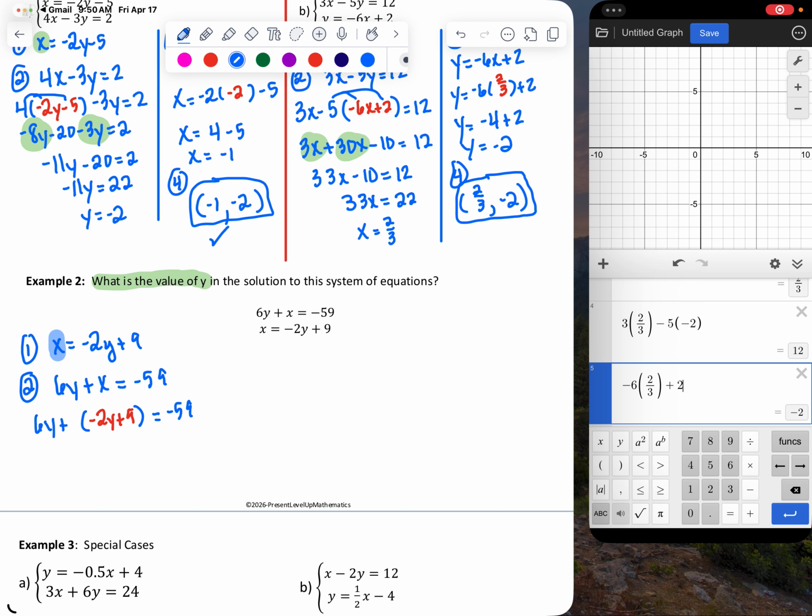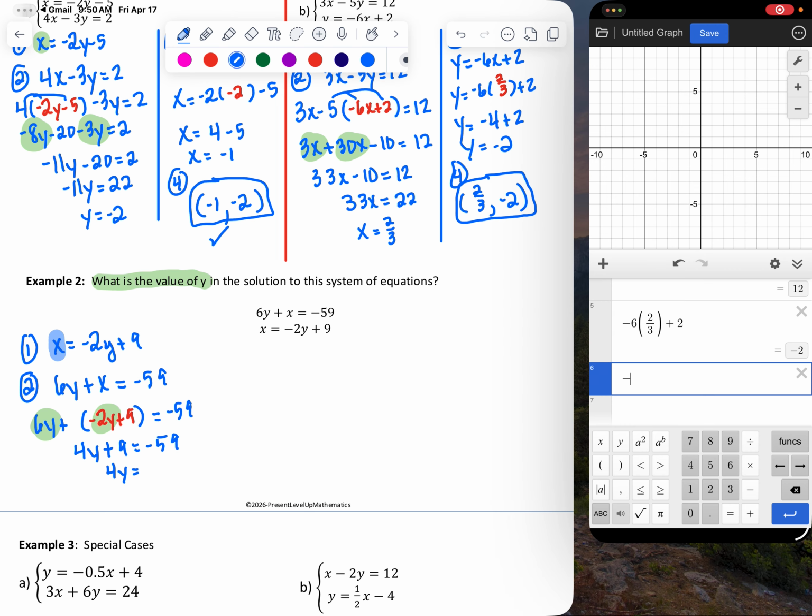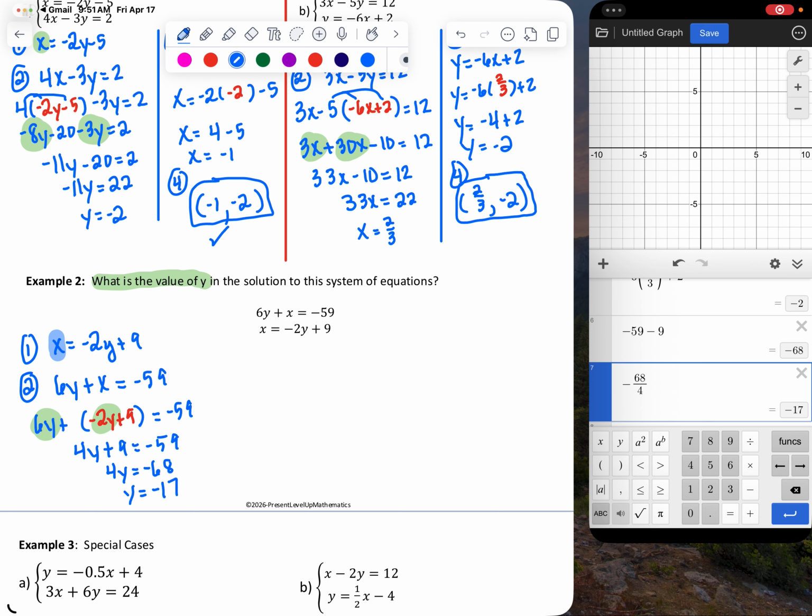So here, there's nothing to distribute, so I'm going to combine like terms. So 6y minus 2y would be 4y plus 9 equals negative 59. Now subtract 9 from both sides. So negative 59 minus 9 gives me negative 68, and then divide both sides by 4. So negative 68 divided by 4 gives me negative 17.